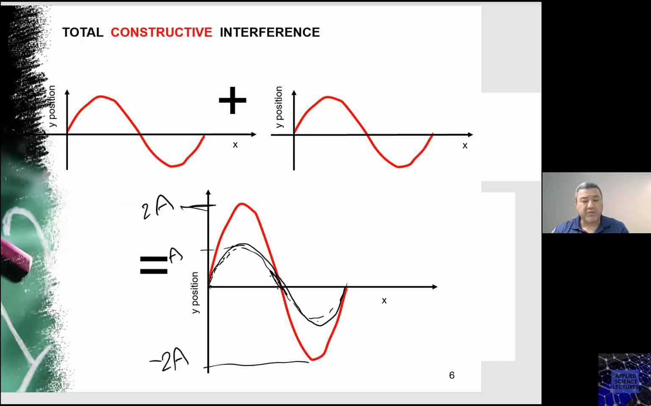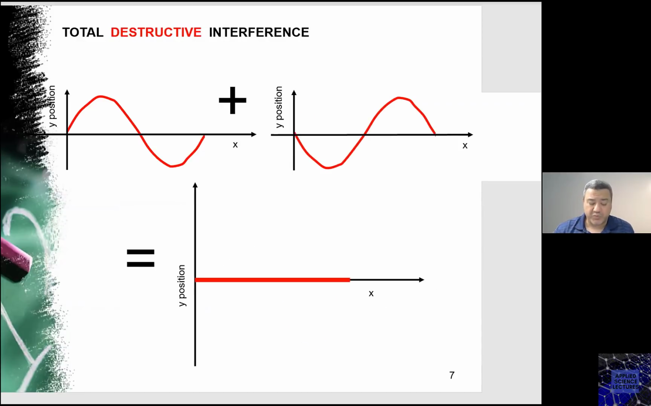If it's destructive interference, or what we also call out of phase, then as you can see, if I overlap those two signals, the signal is going to look like this. And in this case, being out of phase, the result is going to be zero. And this is what we call destructive interference.